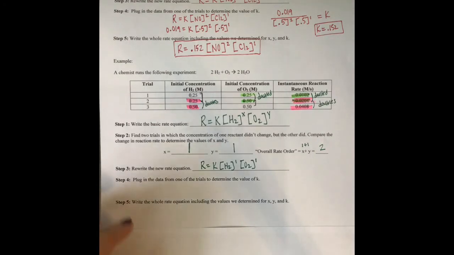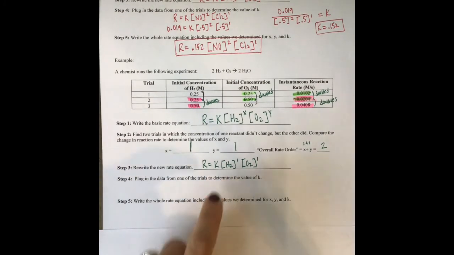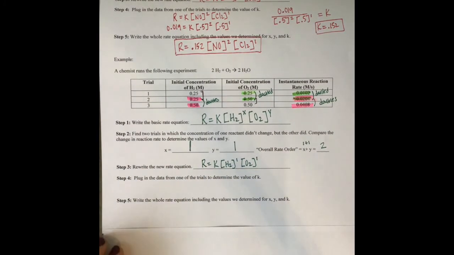Okay, I want you to pause this video and see if you can do steps 4 and 5 on your own. You're going to plug in data from one of the trials to figure out K, and then you're going to write your whole reaction. Let's see how you do.